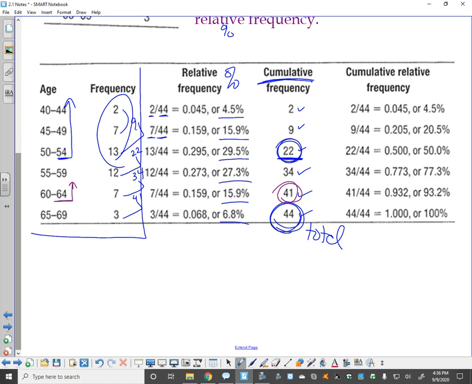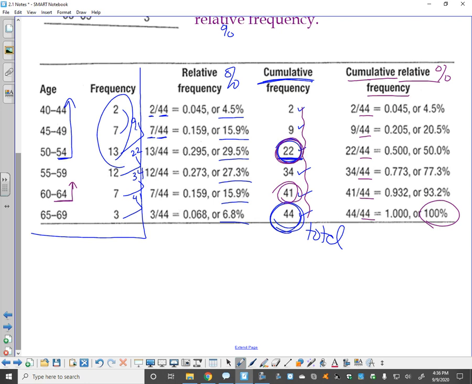Okay, so that's cumulative frequency. Now we're going to do cumulative relative frequency. Well, cumulative we just talked about. Relative, you know, means percent. So now I'm going to take all my cumulative numbers and put them over 44 and turn them into percents. And obviously when you're done, you should have 100%.